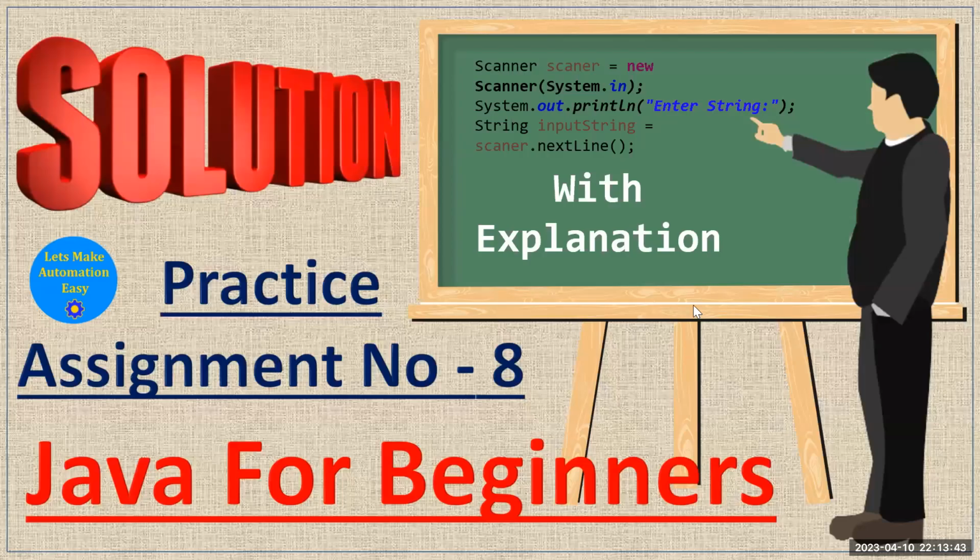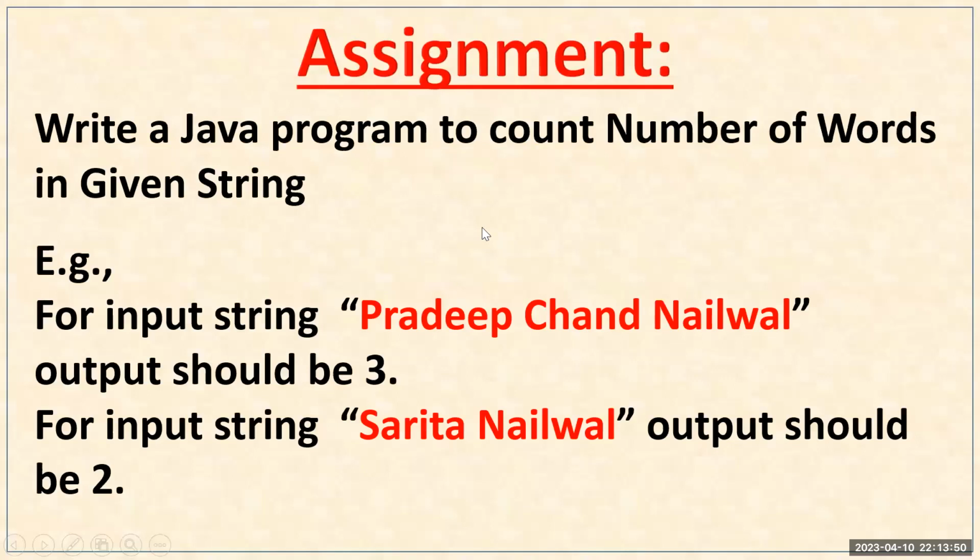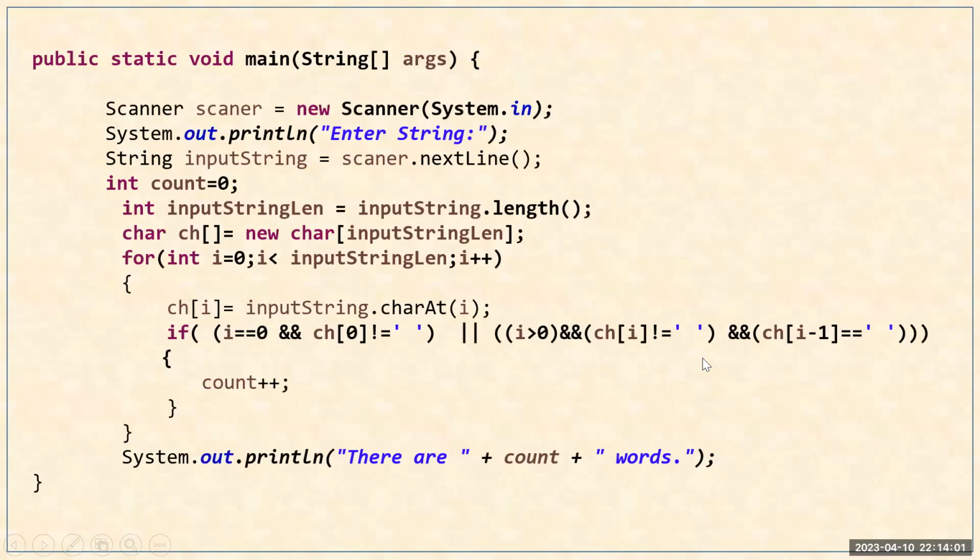Welcome all. Today in this session, I'm going to explain the solution of practice assignment 8 for Java beginners. The assignment was that you have to write a Java program to count the number of words in a given string. For example, the input string can be Pradeep Chand Nailwal and the output should be 3. And for the input string Sarita Nailwal, the output should be 2. So this was the solution for the program.